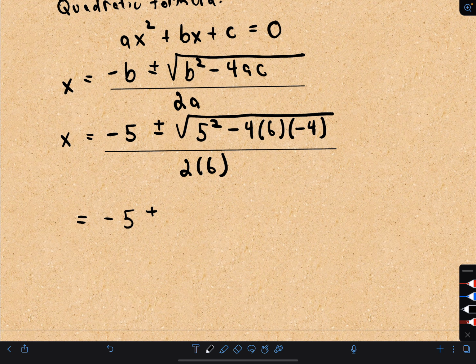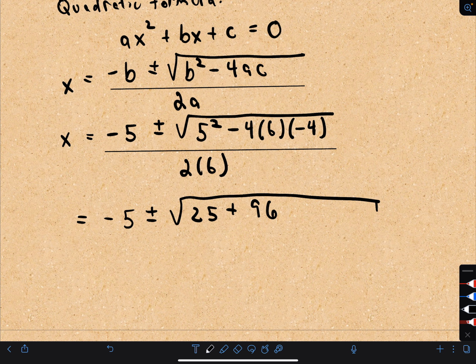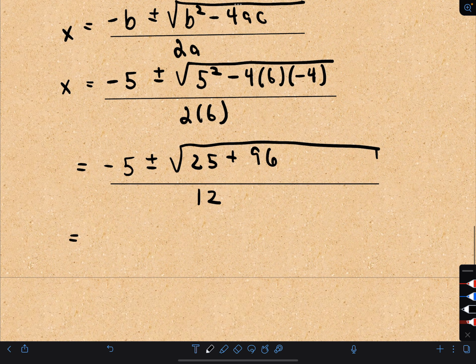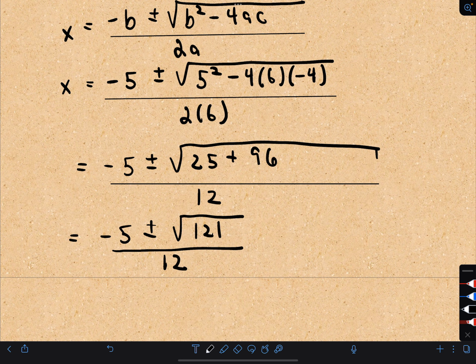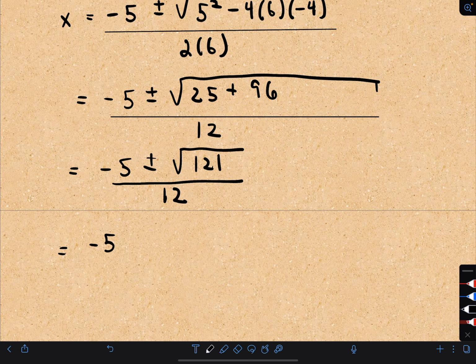So this is negative 5 plus or minus the square root of, well, let's see, 5 squared is going to be 25. Let's see, negative 4 times negative 4 is going to be positive 16. Let's see, 16 times 6, that's going to be positive 96. Again, all over the denominator, 2 times 6, which is 12. All right, so this is negative 5 plus or minus the square root. So 25 plus 96 is 121, all over 12. Well, it turns out that the square root of 121 is simply equal to 11.